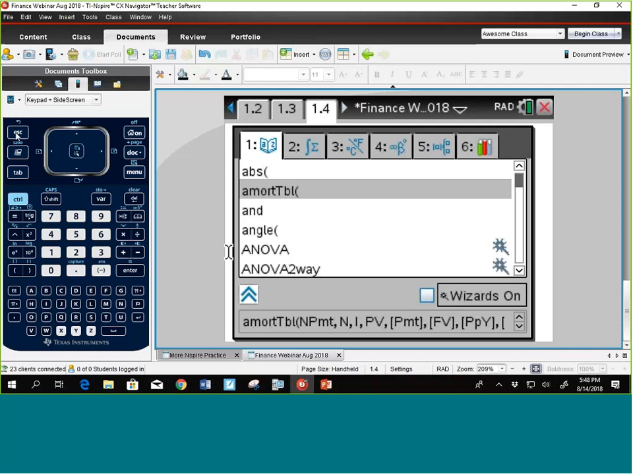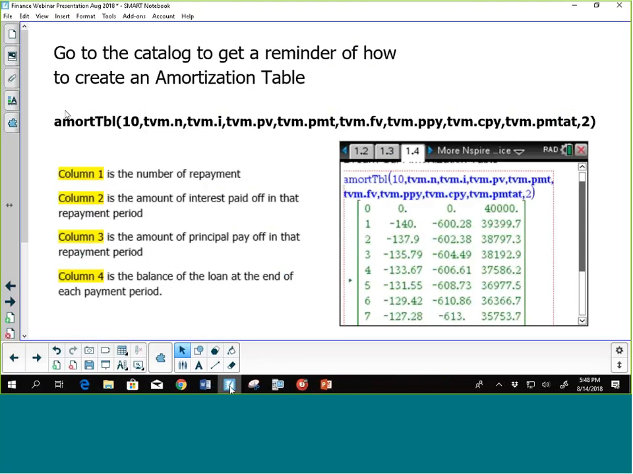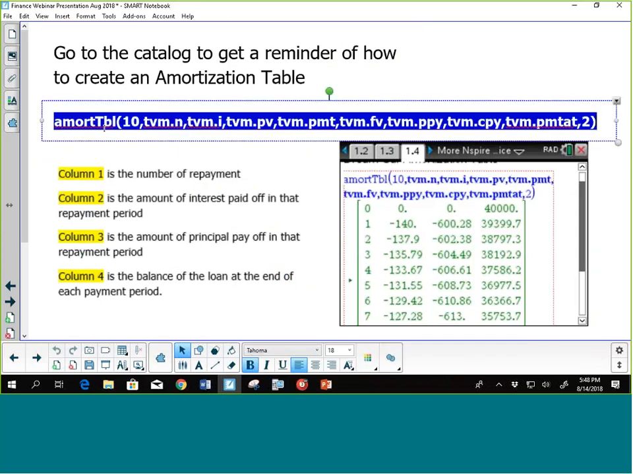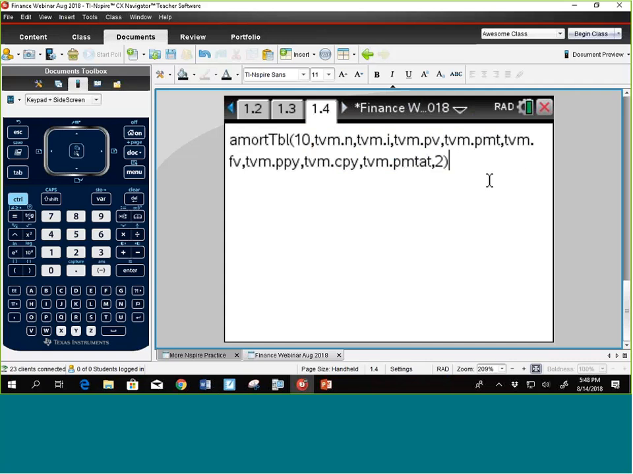The other thing is that you can also copy and paste it from a document. I do have it here in my Smart Notebook page. So I'm going to copy it just so that I have it as a reference. But I'm going to show everybody how to get it. So I'm copying it, and I'm going to go in here and paste it. So that's my amortization table, and I'll show you something different with that too in just a minute.